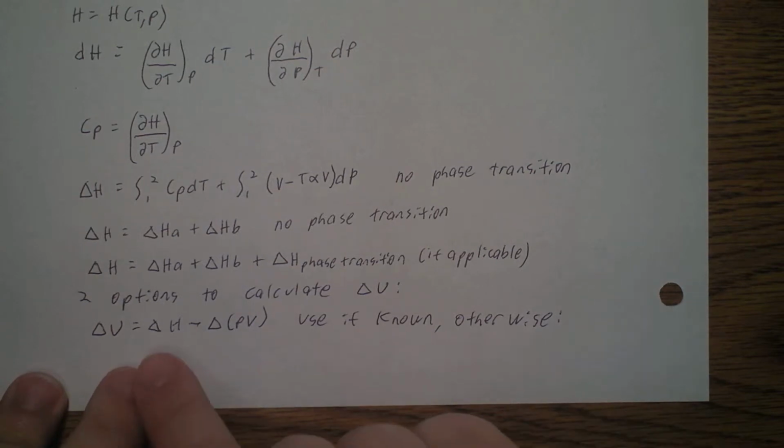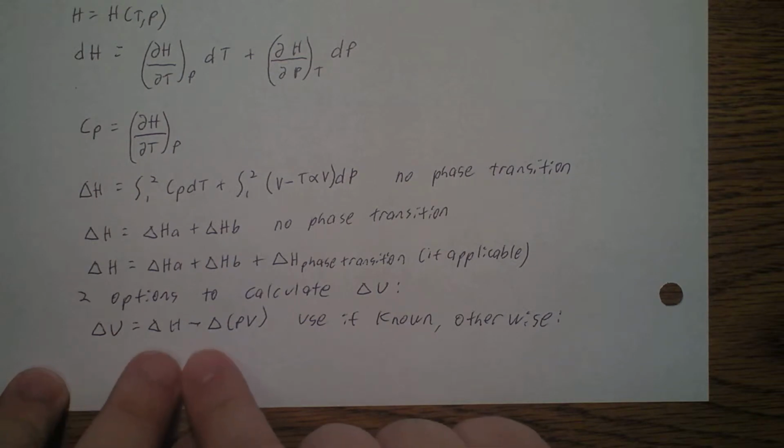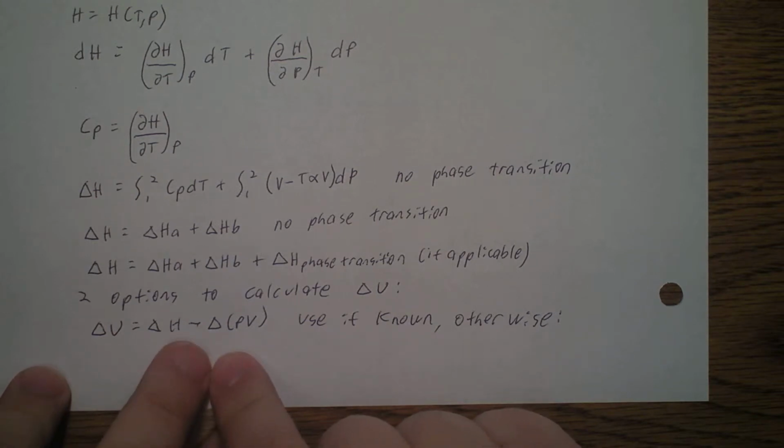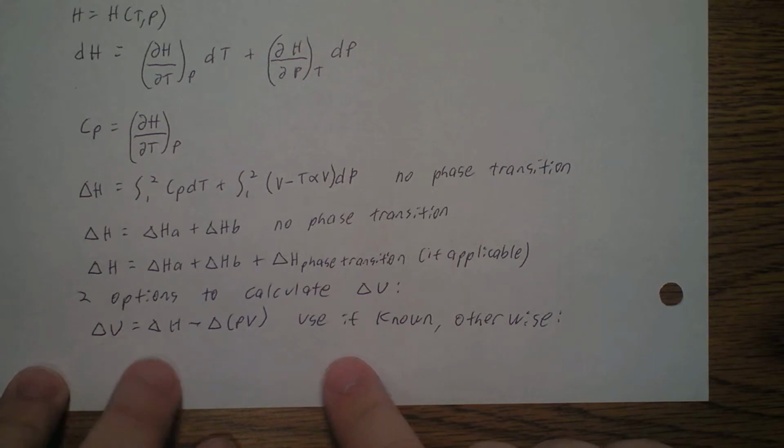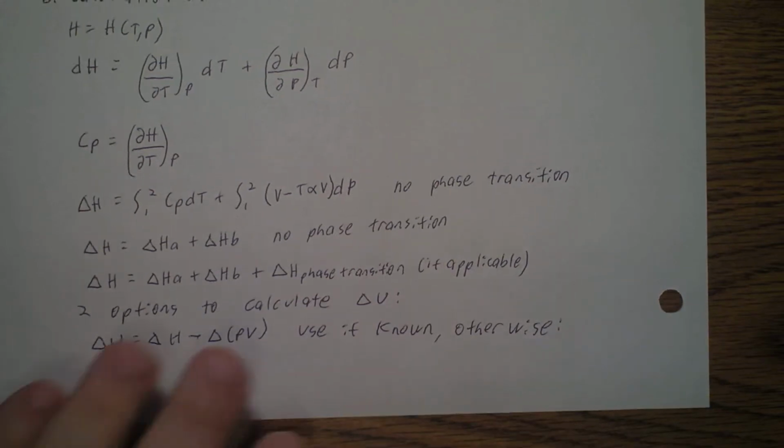So there are two options you can use to calculate the change in internal energy. One, say that the change in internal energy is just the change in enthalpy minus the change in pressure times volume. So we can use this if we were able to figure out the appropriate stuff.